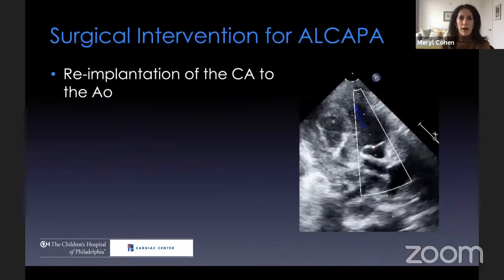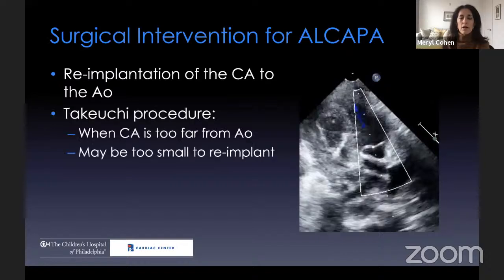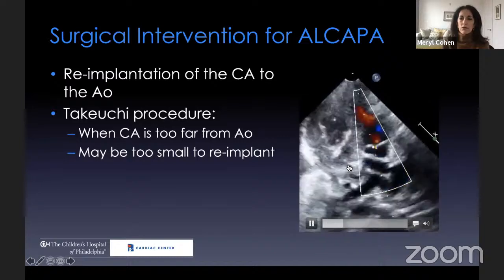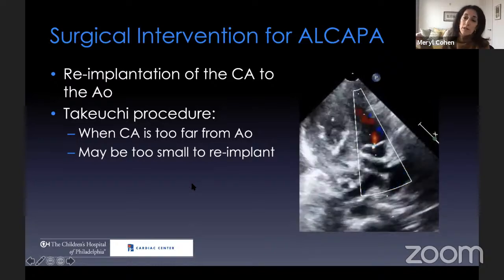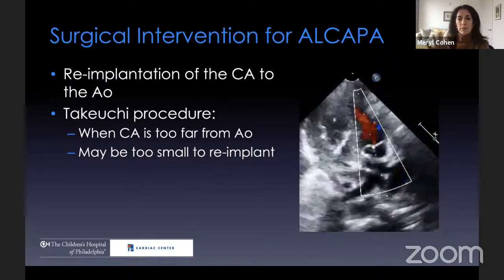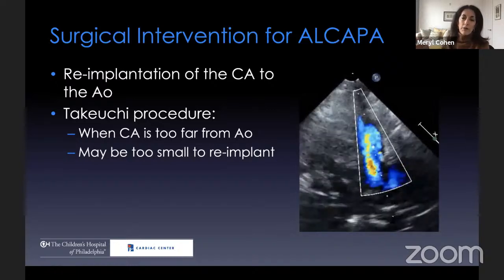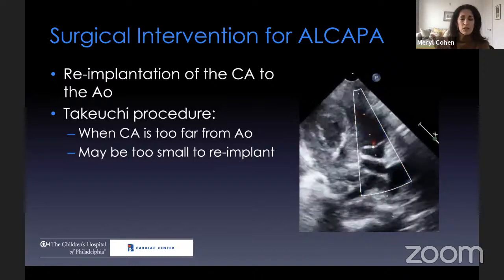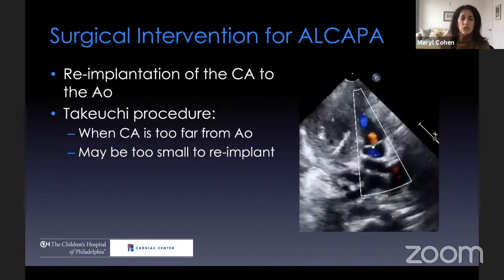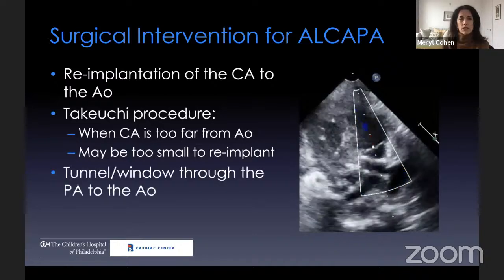Surgical intervention for ALCAPA is typically reimplantation of the coronary artery into the aorta. But in coronaries that are somewhat distant from the aorta, you can perform a Takeuchi procedure, which is shown here on the right-hand side in the parasternal short axis view. You can see this pathway here that has been a window, if you will, made in the pulmonary artery to allow the blood from the aorta to make its way into the coronary artery. If the coronary is too small for reimplantation or it's far away, those are the indications for this procedure.